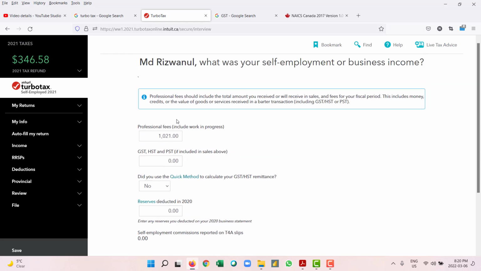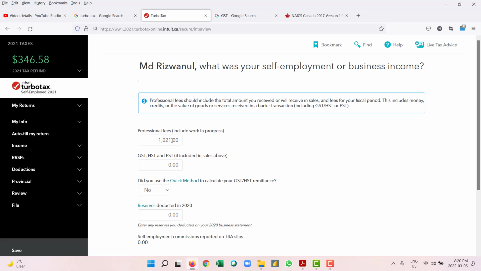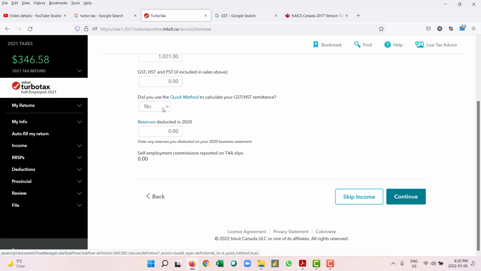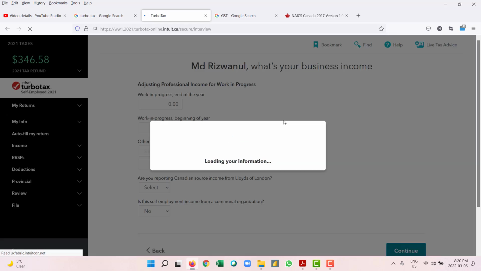There are a lot of things you can get confused about. You just need to put your fee amount. Don't ever worry about quick method, reserve deduction, anything. So okay, click continue.